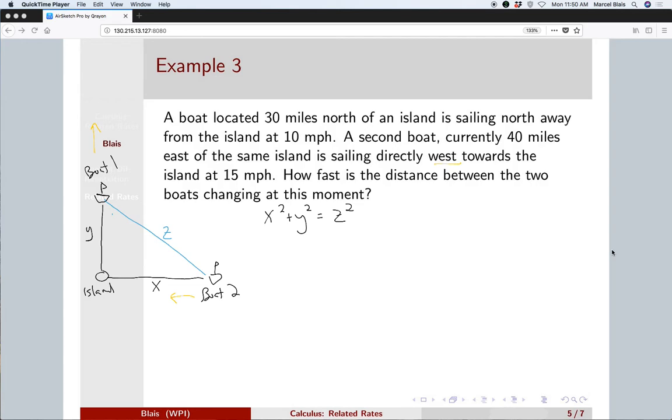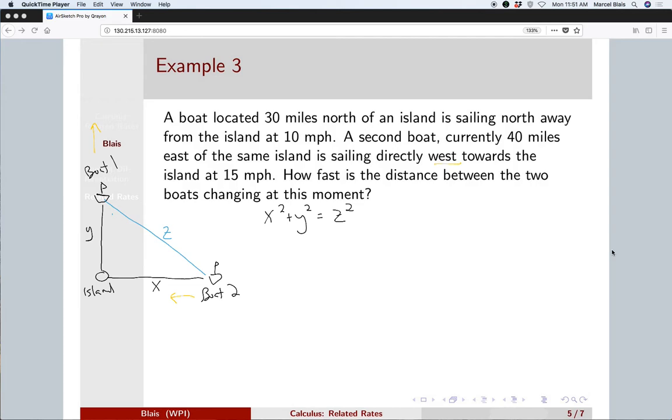And so here we've completed the first step of the problem, where we've set up a mathematical model. We've defined variables and then used the Pythagorean Theorem in this case to come up with an equation relating them. So now we want to start talking about the rates. And we can see some of the rates we have.